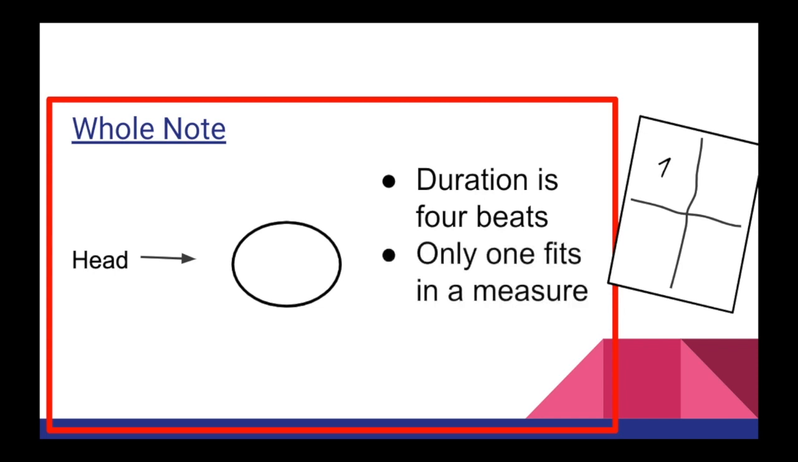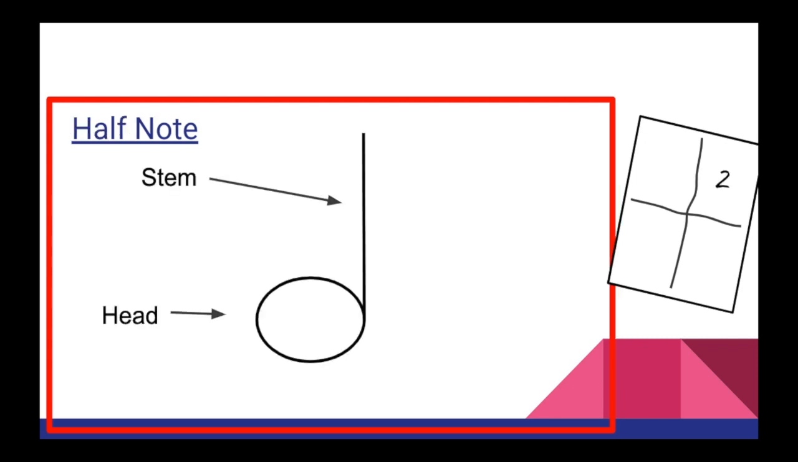And because of that, if you remember our lesson from last week, we said that a measure is 4 beats long. If a measure is 4 beats long, then only one whole note would be able to fit inside of it. Mis estudiantes hispanohablantes, por favor, escribir estas notas también, las duraciones y cuántos de cada tipo de nota pueden caber en un compás.